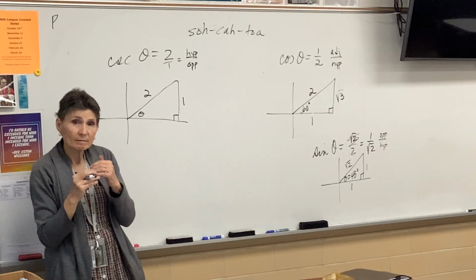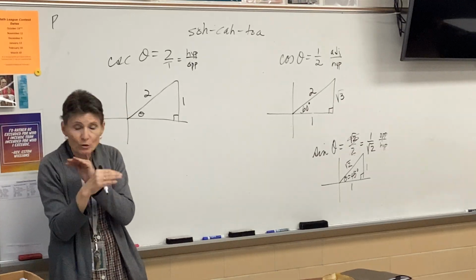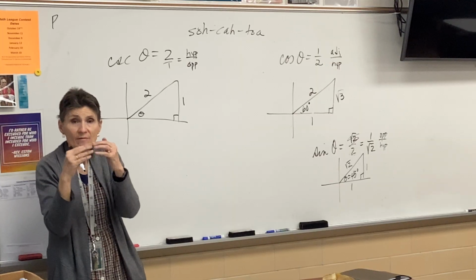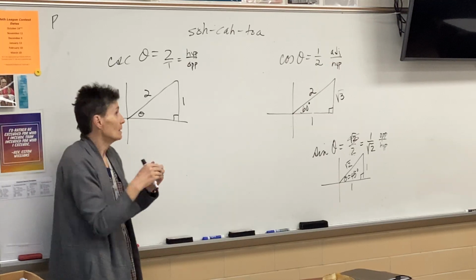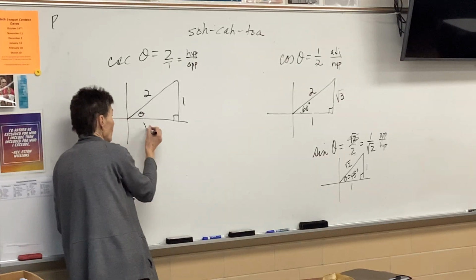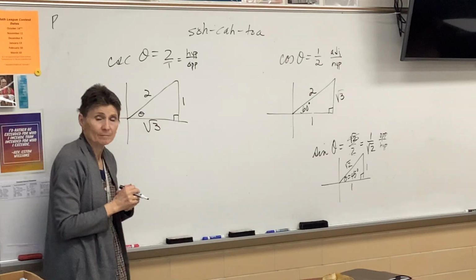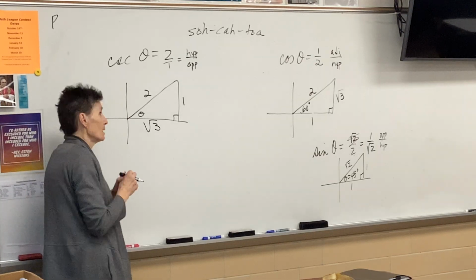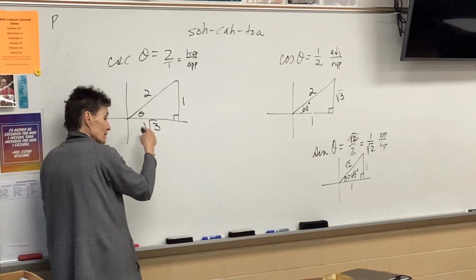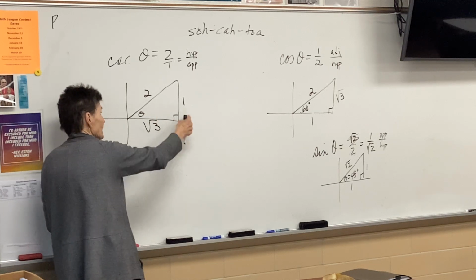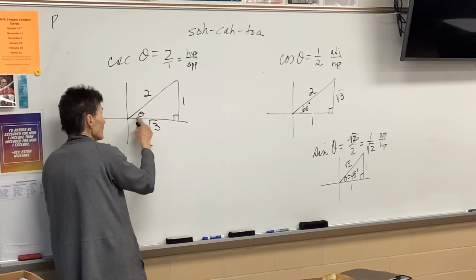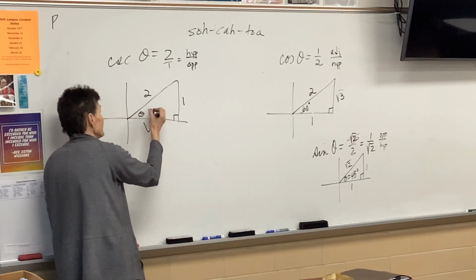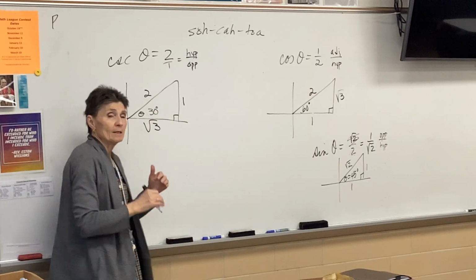So again, if you don't have a calculator, if you're not allowed to use a calculator, then you are going to have a special triangle. If that's a 2 and that's a 1, this is a root 3. This is a 30, 60, 90, these are the 30, 60, 90 numbers. What angle is across from the 1? Across from the 1 is a 30-degree angle.